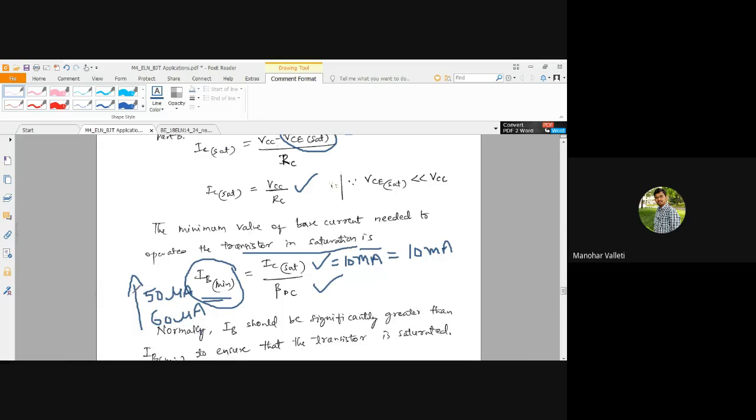Even though you increase the IB, that is only saturation. It means in the saturation region, the IC output current is saturated. So once the transistor enters into saturation, a further increase of IB won't affect the IC. That's why we are saying that a minimum IB is required to make the transistor enter into the saturation region.